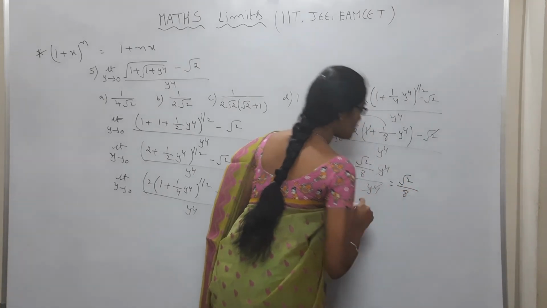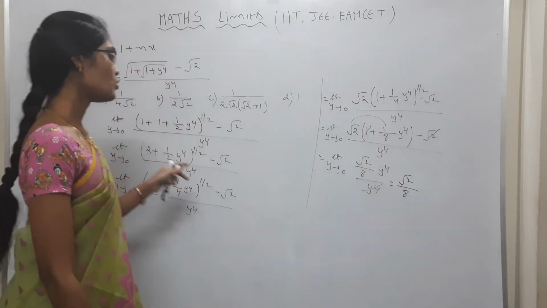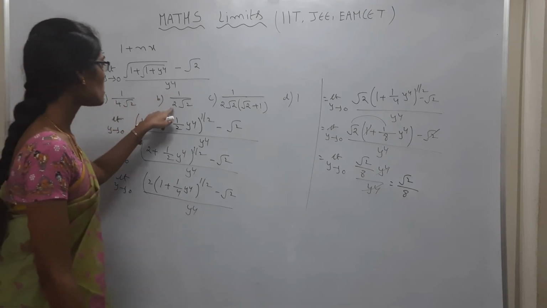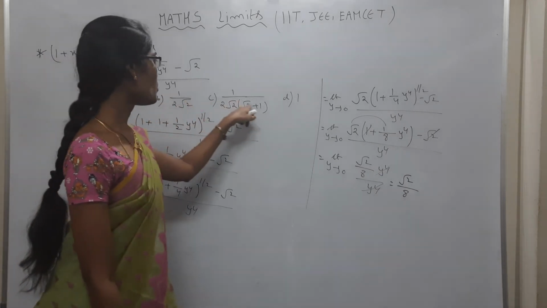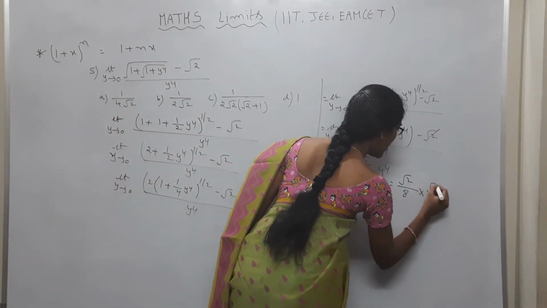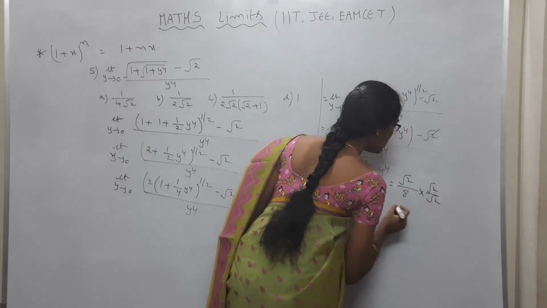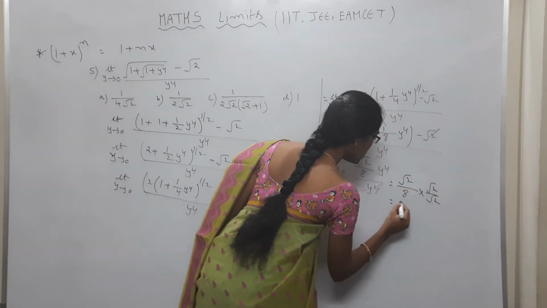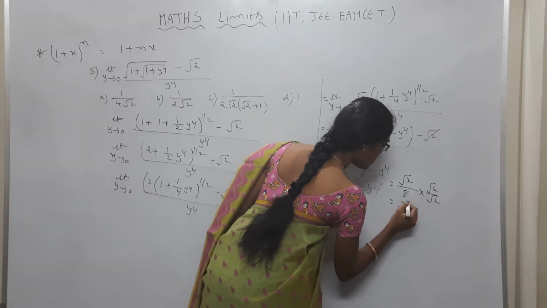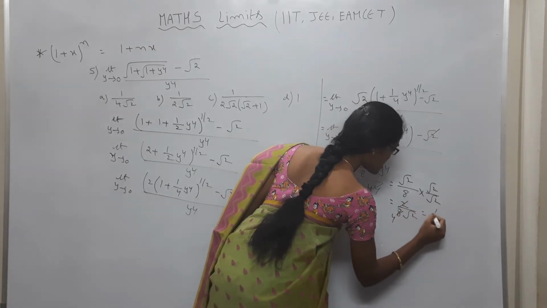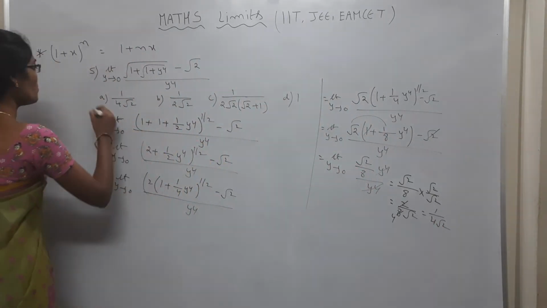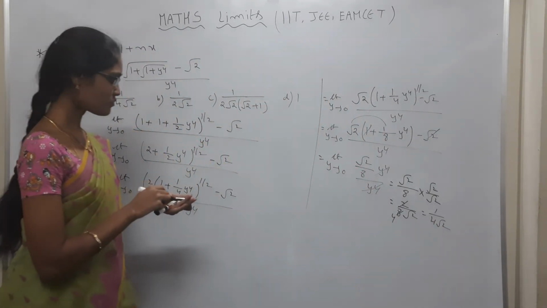Root 2 by 8, but the answer is not there. See here, the first option is 1 by 4 root 2 and the second option is 1 by 2 root 2, then the third option and fourth option. So the option is not there. That's why I am multiplying and dividing with root 2 into root 2. So root 2 into root 2 is 2, by 8 root 2. 2 ones are 2, 2 fours are 8. That is equal to 1 by 4 root 2. So the first option. Okay.